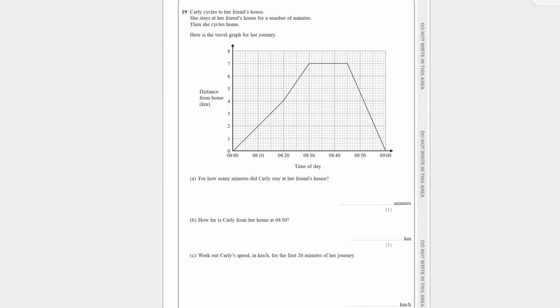Kylie cycles to her friend's house. She stays at her friend's house for a number of minutes, then she cycles home. So this is a travel graph for a journey. On the y-axis, we have the distance from home in kilometers and time of the day on the x-axis. For how many minutes did Carly stay at her friend's house?